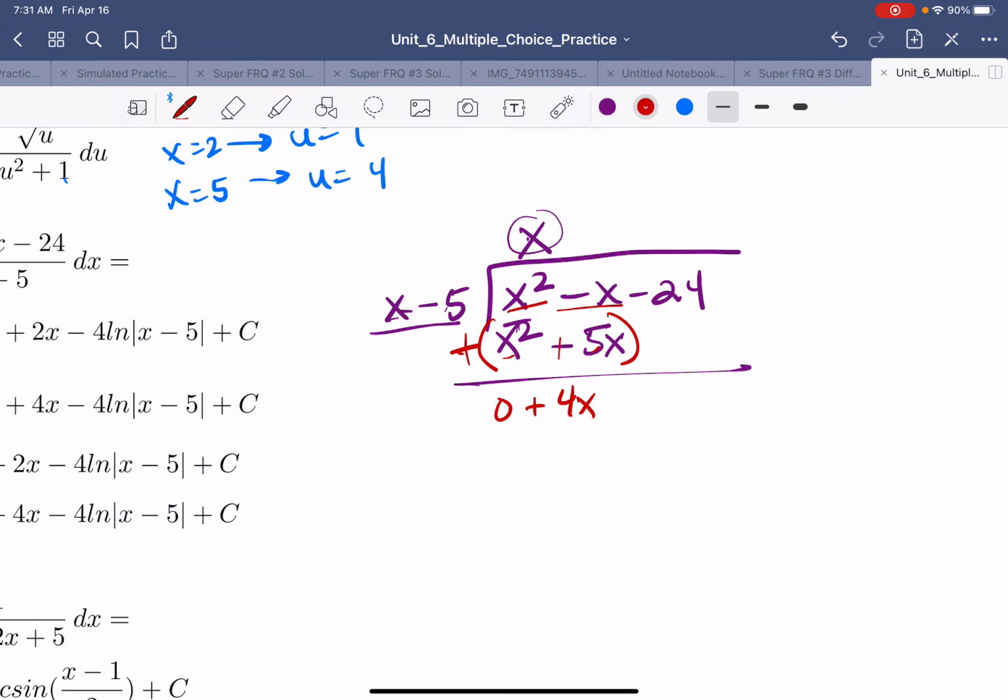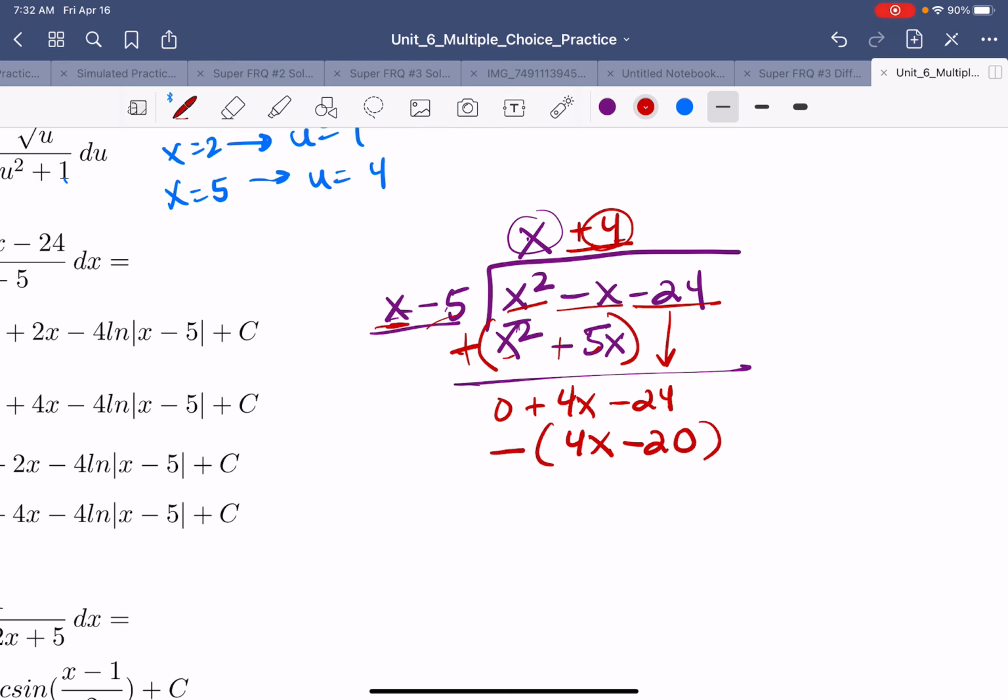So, okay, now the next term here has to multiply to this first term to equal 4x. So I'm going to do plus 4. I don't know why I changed colors, but so then 4 times x is 4x. 4 times negative 5 is negative 20. And so, oh, I was supposed to bring down my negative 24. Sorry, minus 24.